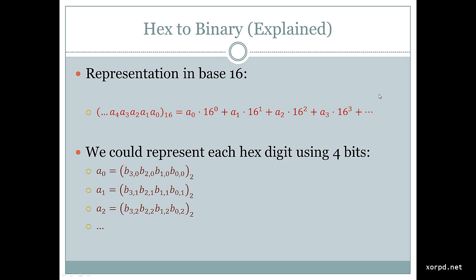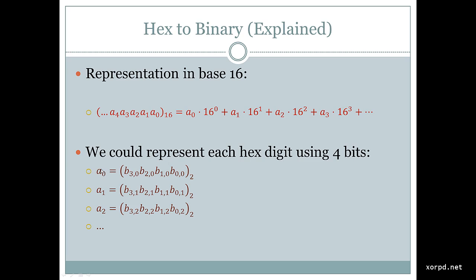We could, if we wanted, represent each hex digit using 4 bits. Why could we do this? Because every hex digit is from 0 to 15. From 0 to F, I remind you. And 4 bits can actually represent all the numbers from 0 to 15. That is because 2 to the 4 is exactly 16. I recommend to look a few seconds at how it looks.